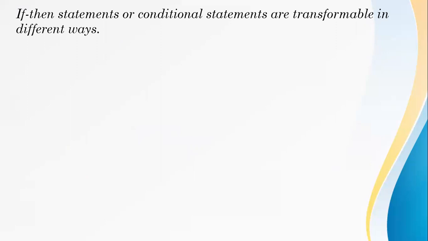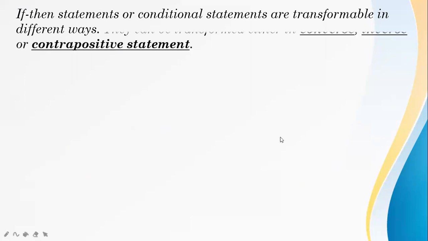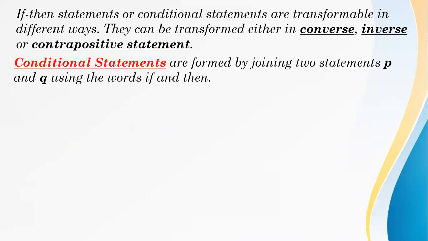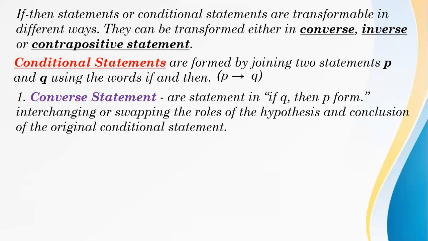If-then statements or conditional statements are transformable in different ways. They can be transformed either in converse, inverse, or contrapositive statement. We all know that conditional statements are formed by joining two statements, P and Q, using the words if and then. So we have the symbolic form, P, and then this symbol, then we have Q. So the first one, we have the converse statement. Our statement in if Q, then P form.